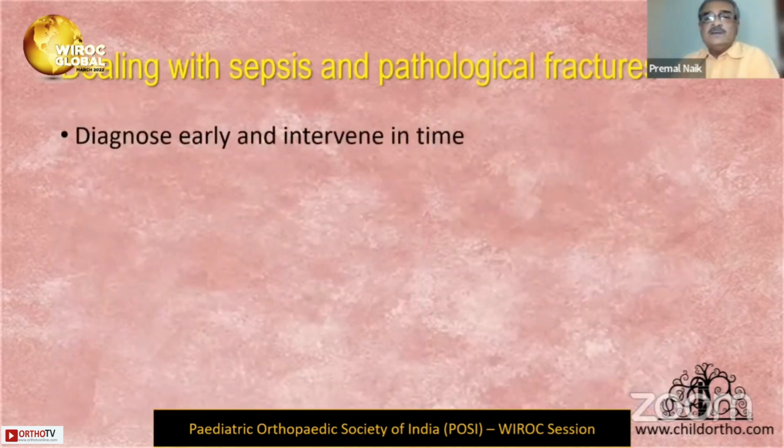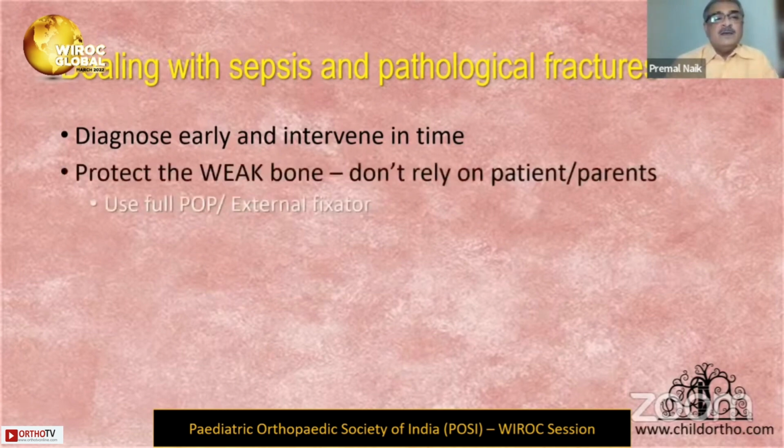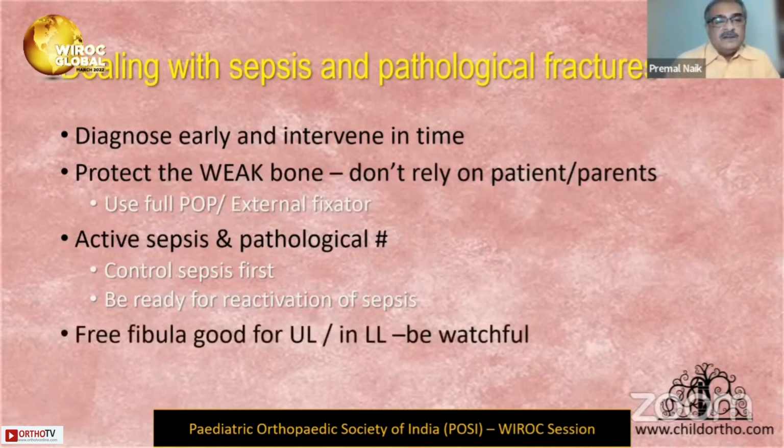So when you are dealing with sepsis and a pathological fracture, the first thing we must remember, as said by multiple other authors and my speakers, is to diagnose them early and intervene in time. Protect the weak bone. Don't rely on patients and parents, and use either full plaster or an external fixator. Active sepsis and pathological fracture, as Sandeep mentioned, and I would concur, control the sepsis first. But from my experience, I will tell you that once you do that, you may do the fixation after 3 months, but still there is a chance of reactivation of sepsis, and be careful with that.